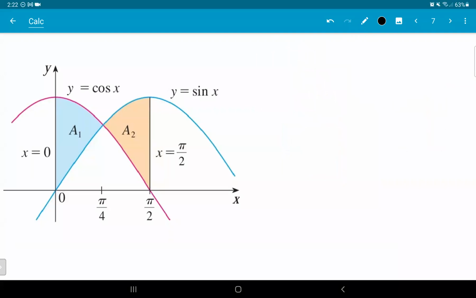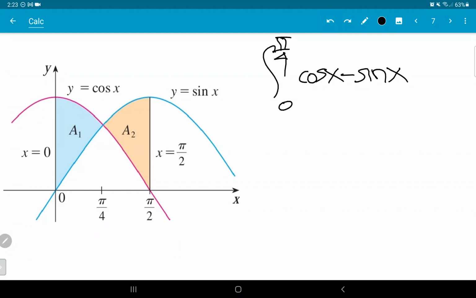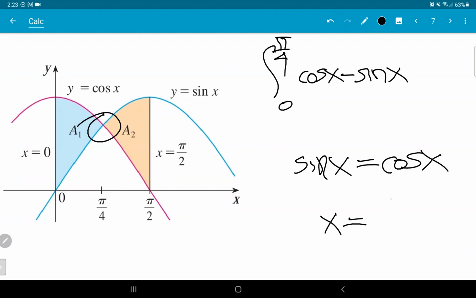So let's set up the integral for A sub 1. And in this region, it's cosine that's higher than the sine. So we will have cosine x minus sine x for our integral. And then our limits will go from 0 to pi over 4 based on the graph, of course. How did you get pi over 4? That happens when the two intersect. And that means sine x equals cosine x. And we know that the sine and the cosine are equal when the angle is 45 degrees or when the real number is pi over 4.